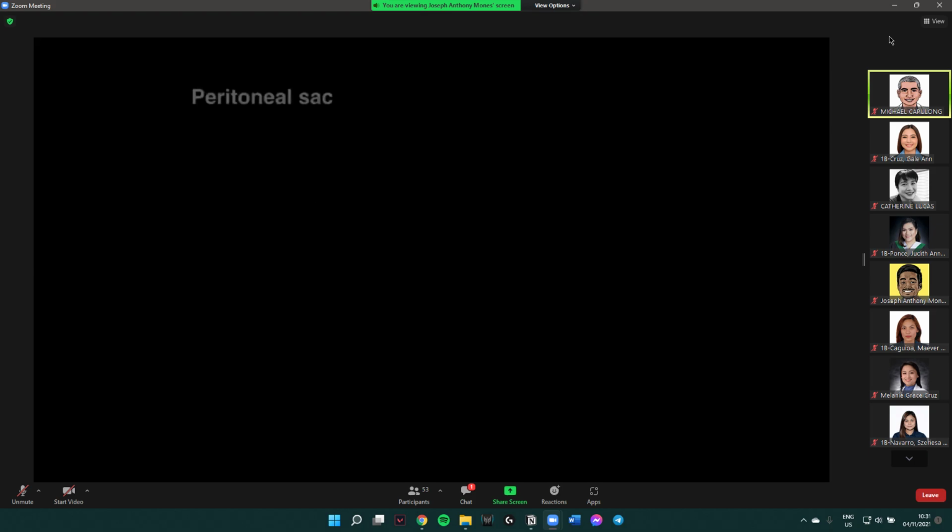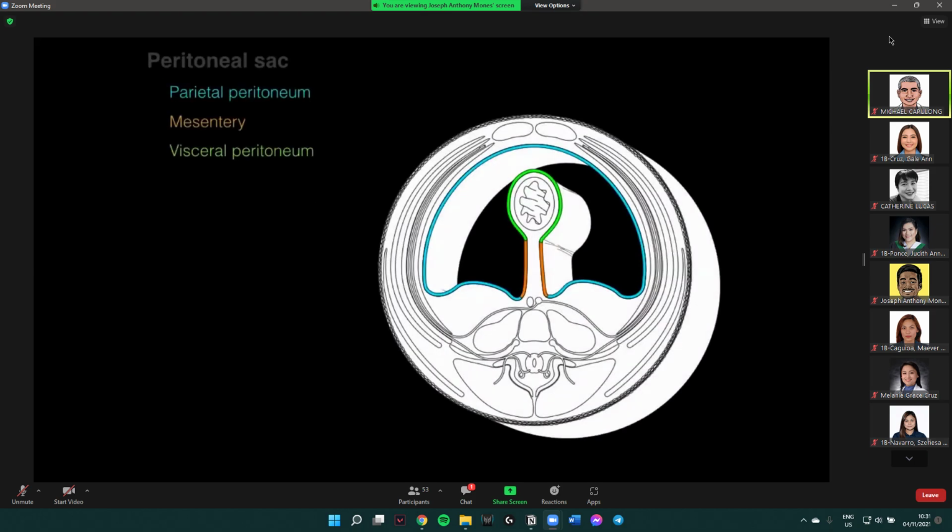Okay, so now let's talk about this peritoneal sac that has the following three components: parietal peritoneum, mesentery, and visceral peritoneum. So the parietal peritoneum, and the word parietal means wall. It's the part of the peritoneal sac that lines the wall, and it's in contact with the abdominal pelvic wall there in blue. And it's going to be innervated by somatic.